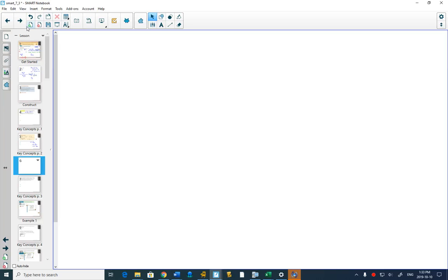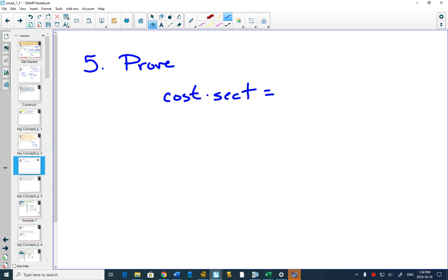What a trig identity question looks like is as follows. We're going to do a couple of these that are on our paper together. So starting with question number 5, a trig identity question will look like this. It'll say prove, and then it will give you something, in this case, cos of t times secant of t equals 1.